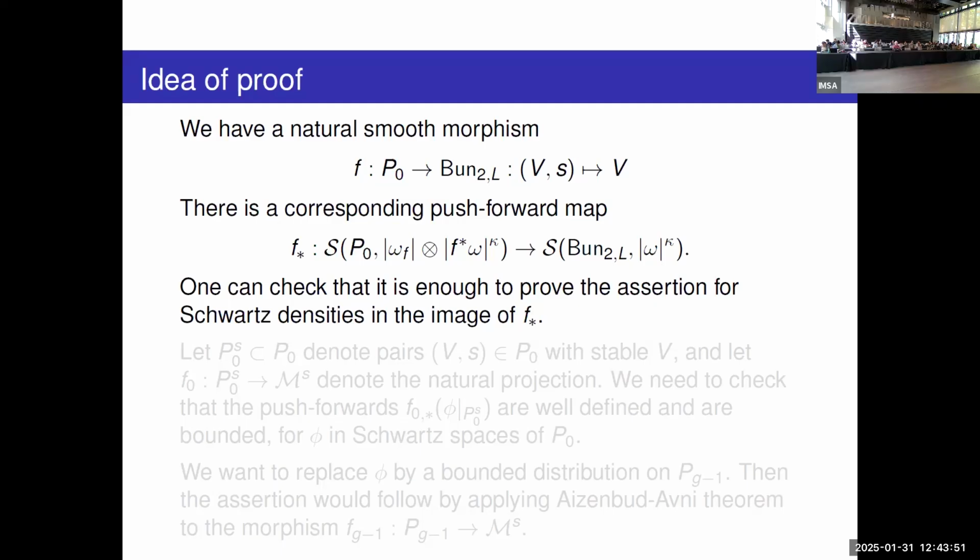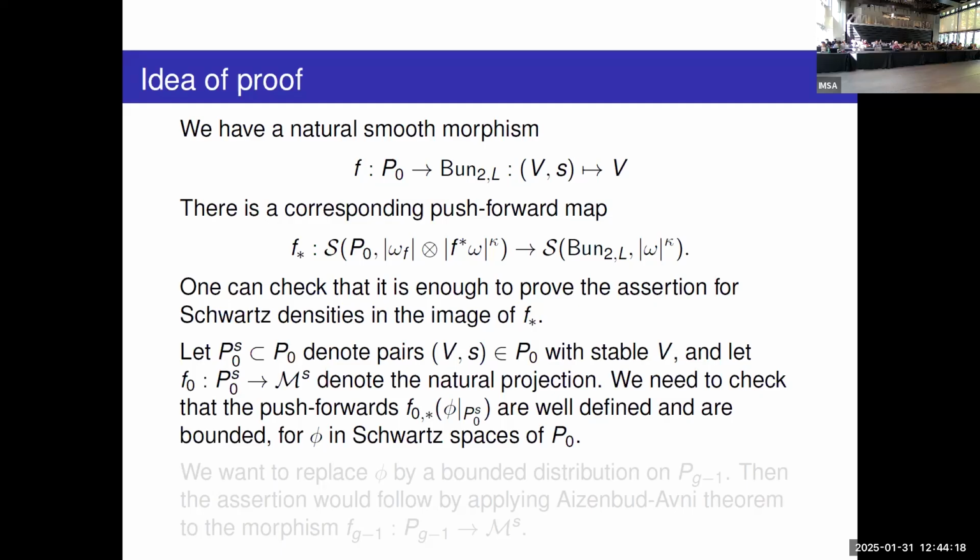And because degree is 2g minus 1, one can check that this is a smooth morphism. So in particular, the push forward of a Schwartz density will be a Schwartz density. And one can check that it's enough: when we start with a Schwartz density on the stack of bundles and prove convergence of some integrals, it's enough to consider Schwartz densities which come from the space P0. Okay, so that's the first step.